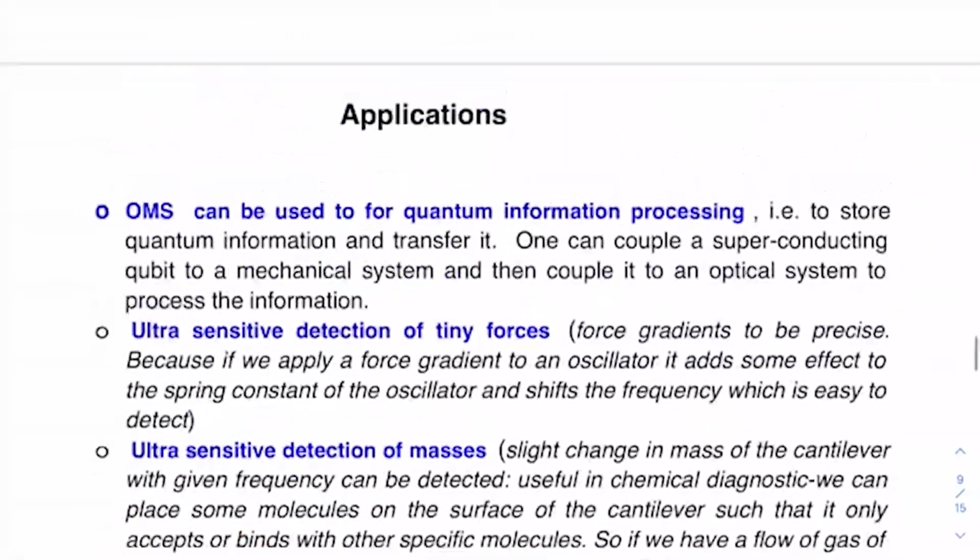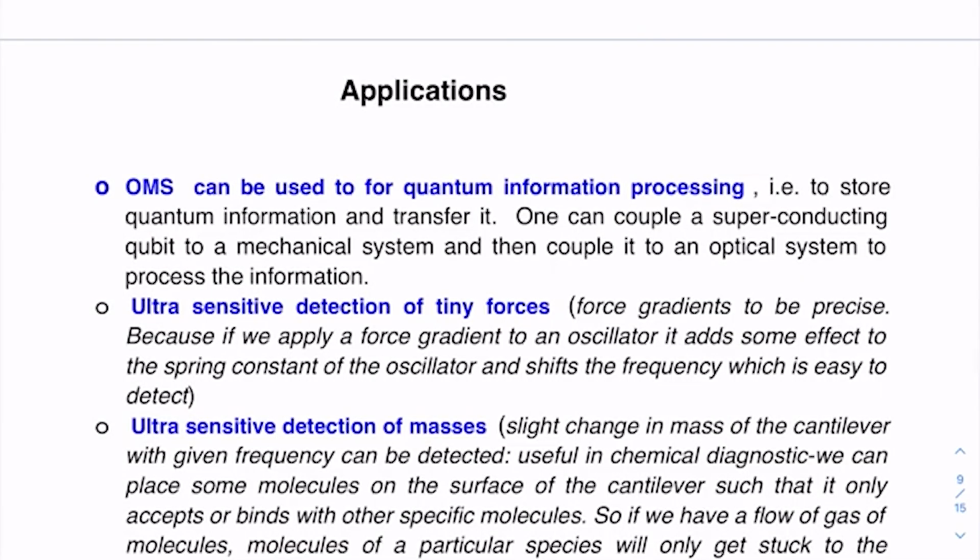Now, as regards other applications, and there are many, optomechanical systems may be used for quantum information processing, that is, to store quantum information and transfer it. One can couple, as an example, a superconducting qubit to a mechanical system, and then couple it to an optical system to process the information.